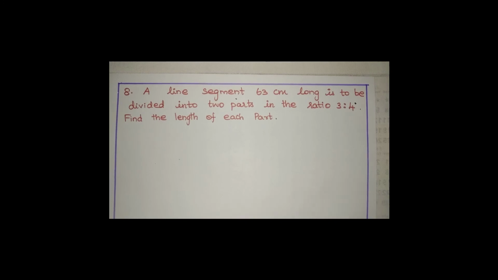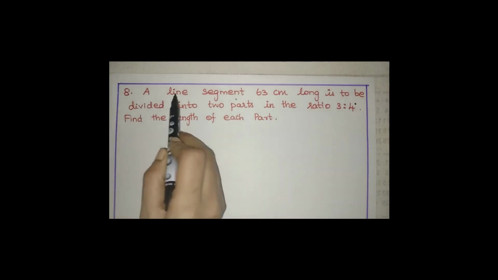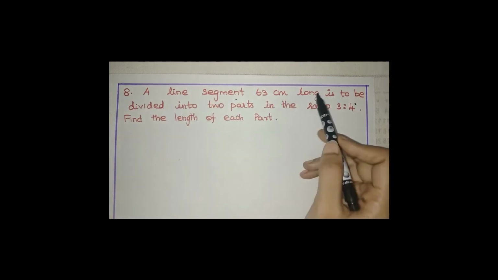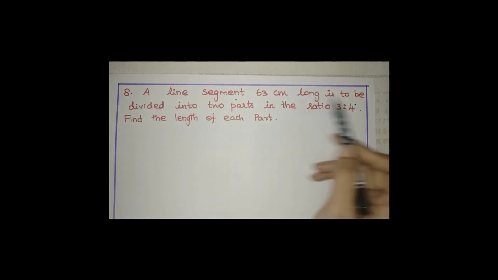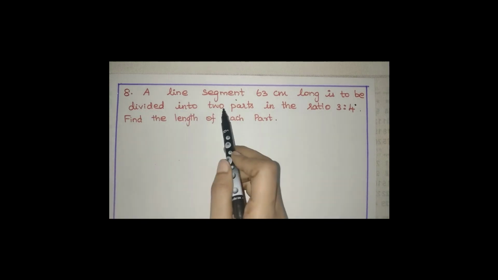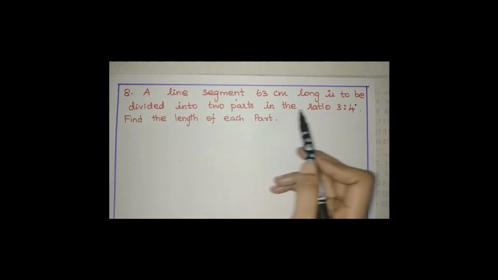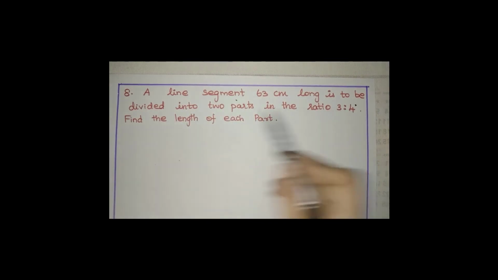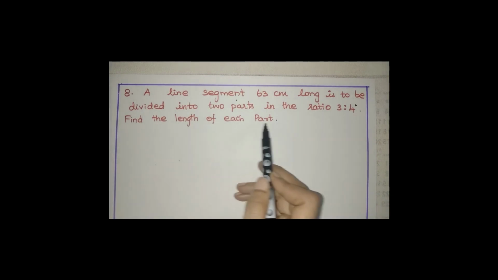Next, 8th problem. This one is same as the 6th problem. That is, you have to divide the given number into 2 parts. So let's read. A line segment 63 centimeter long is to be divided into 2 parts in the ratio 3:4. Find the length of each part.